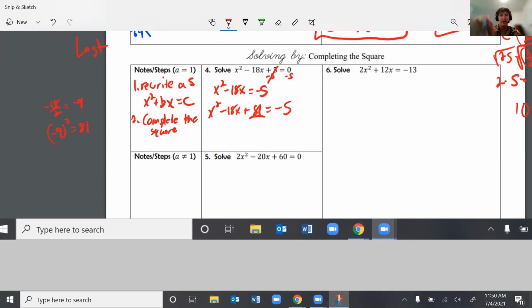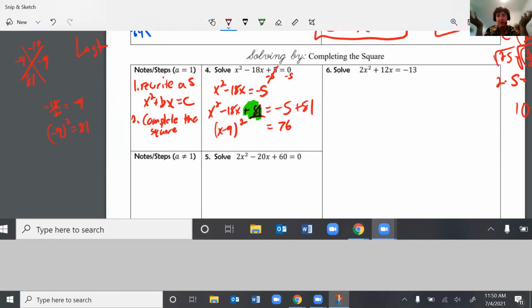But think about what we do on one side. That's new. We still have to do that to the other. So that ends up being 76. Now the left side, I could actually factor this right away. What two numbers add up to negative 18 and multiply to 81? Well, negative 9 and negative 9 came from here. So I can just say x minus 9 squared is equal to 76.